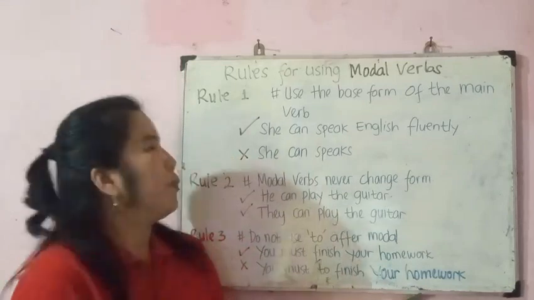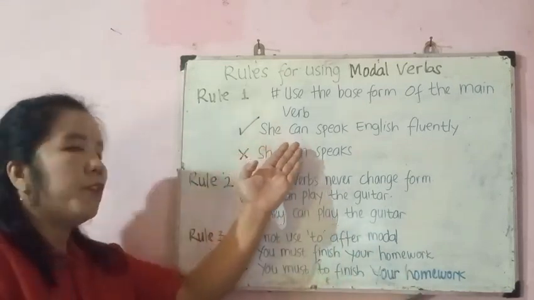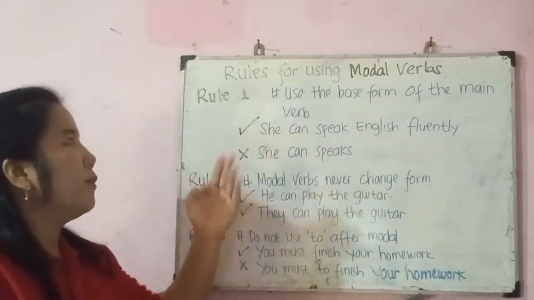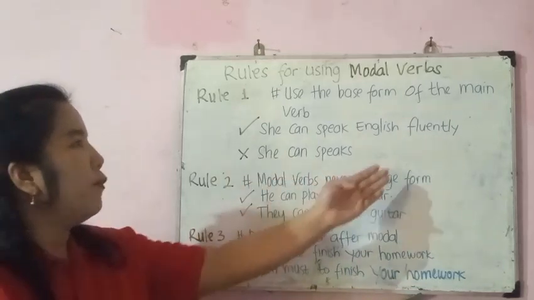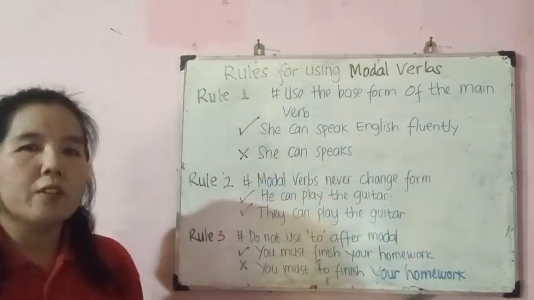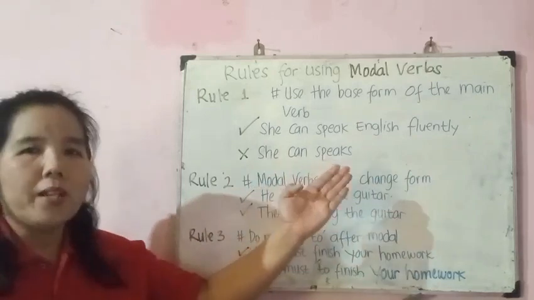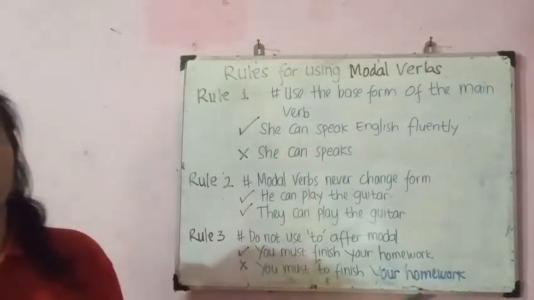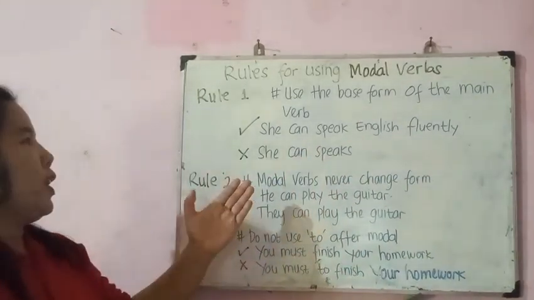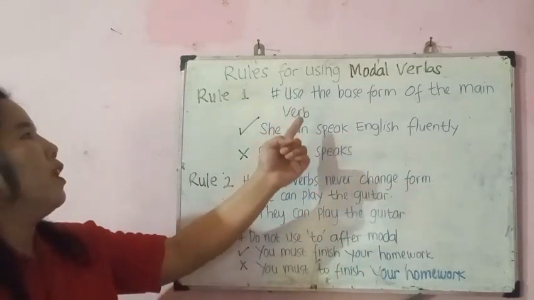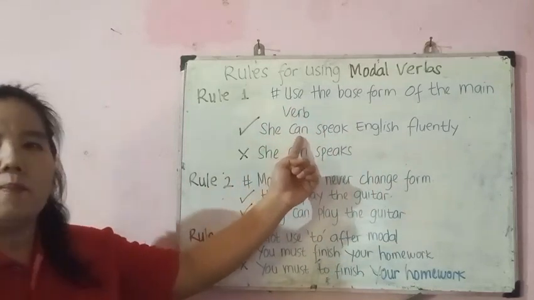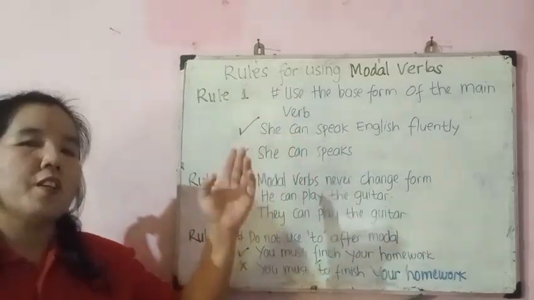Rule 1. Use the base form of the main verb. For example, she can speak English fluently. We don't say she can speaks English fluently. So, speak is the correct form after a modal verb. We don't change the verb.